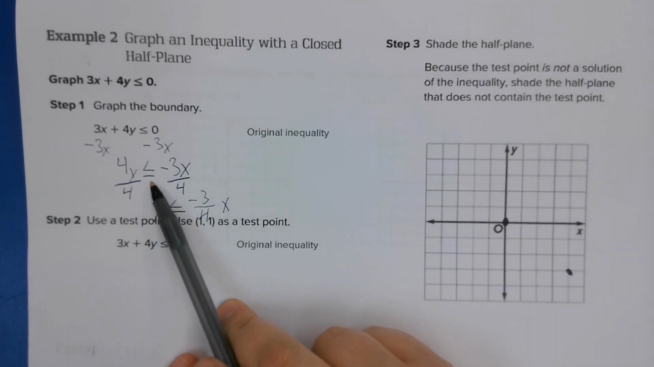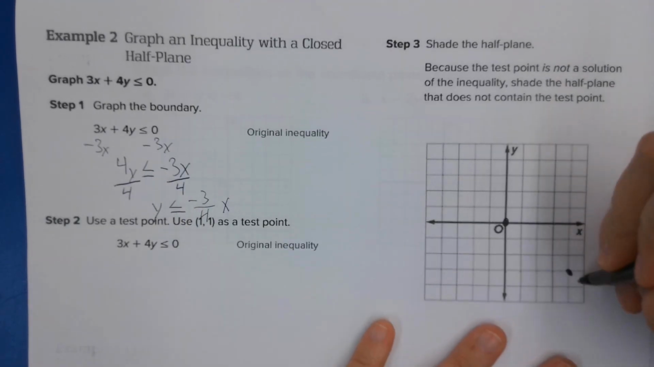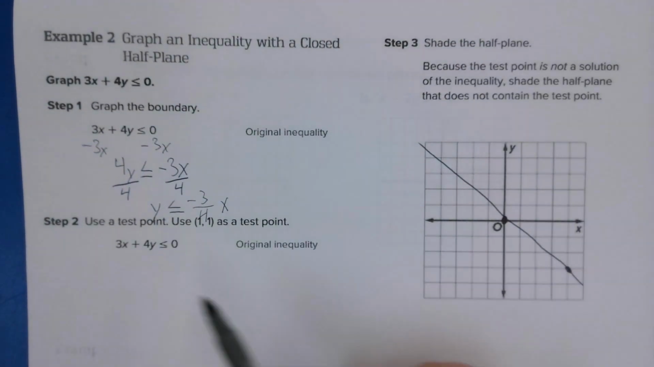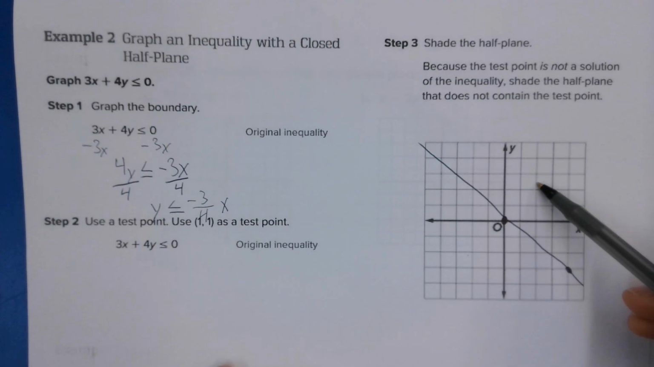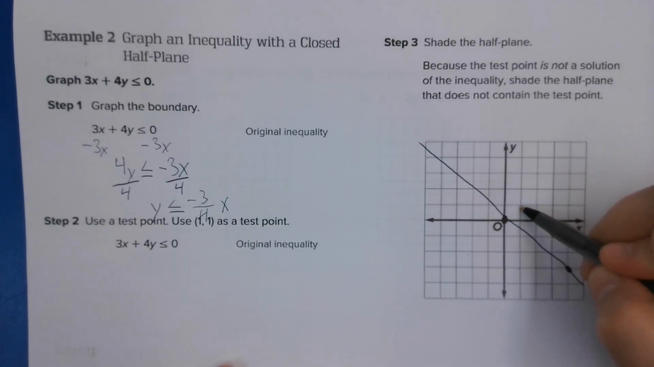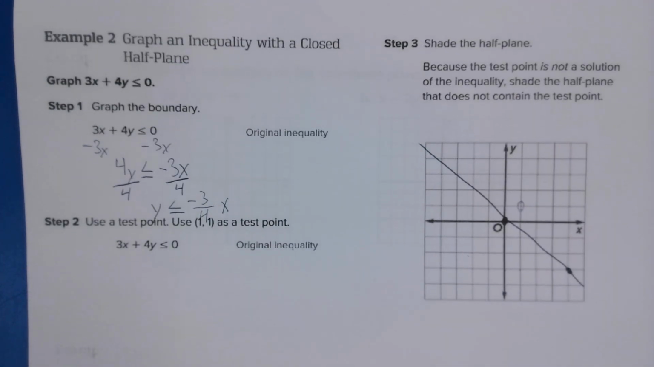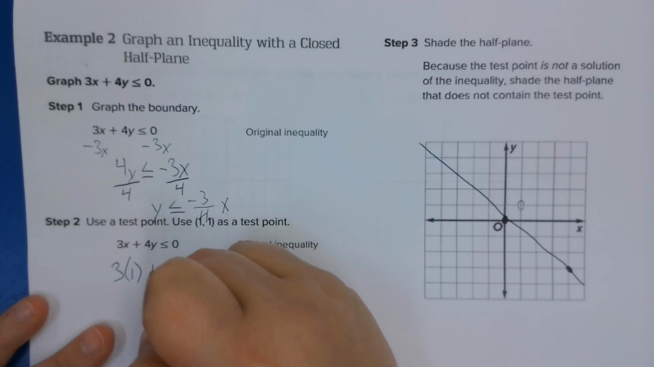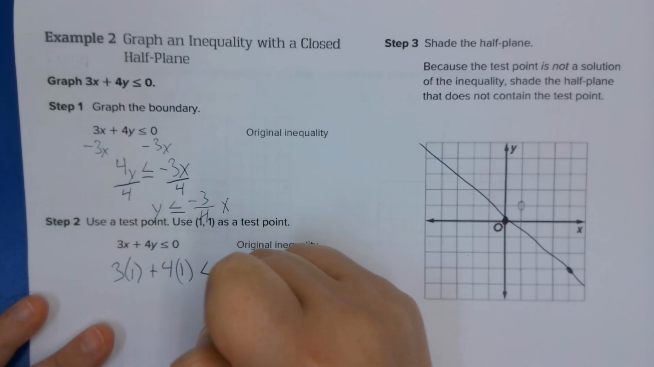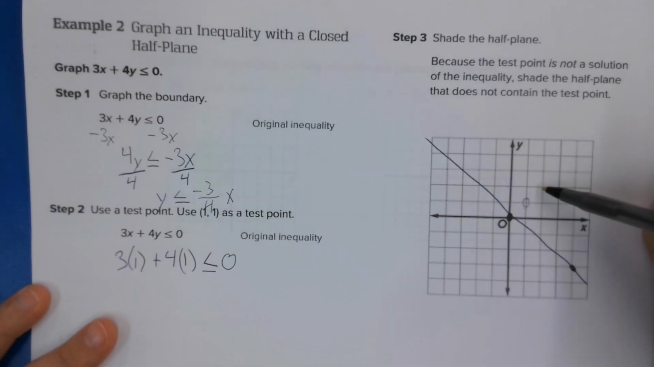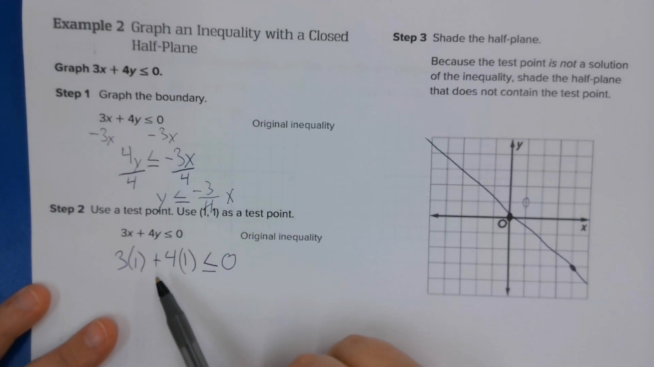I see that I have an is equal to, so less than or equal to symbol. So I'm going to use a solid line, and I'm going to draw a line straight through. Now I need to figure out which half to shade. I can't use 0, 0 as a test point because it falls on my line. So I'm going to use right here 1, 1 as a test point. So I'm going to plug in 1 for x and 1 for y. And if I do the math here and it is less than or equal to 0, then I will shade this side. If I do the math and it is not less than or equal to 0, I will shade this side.